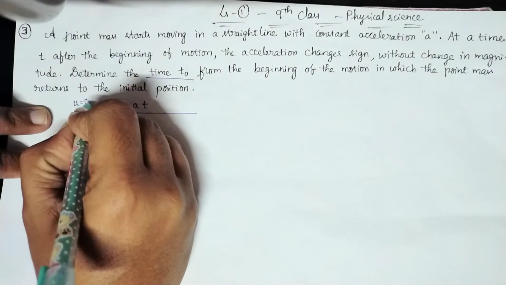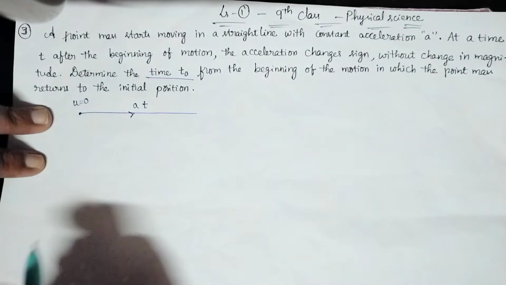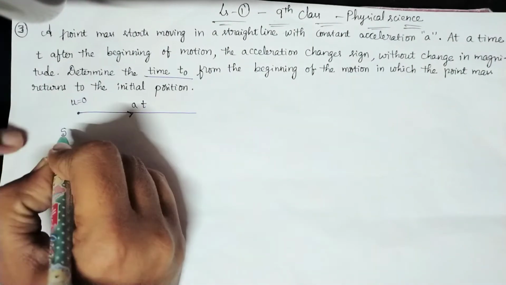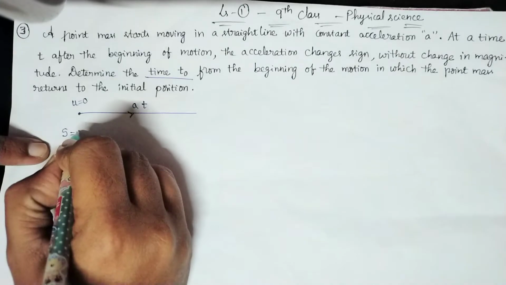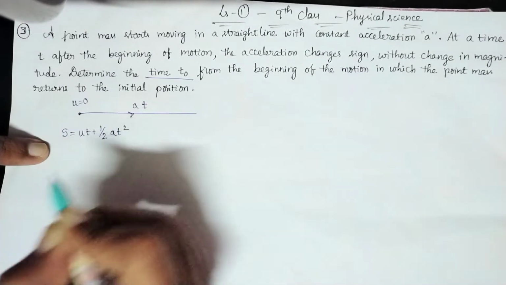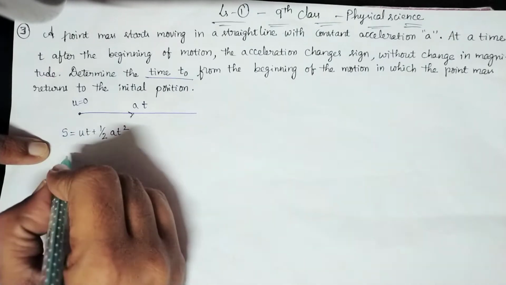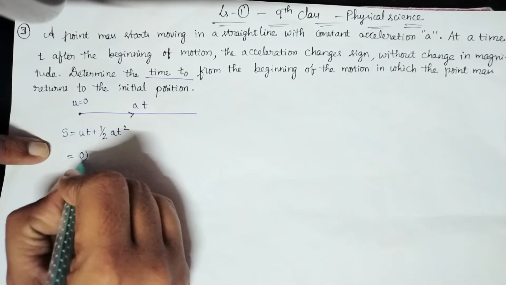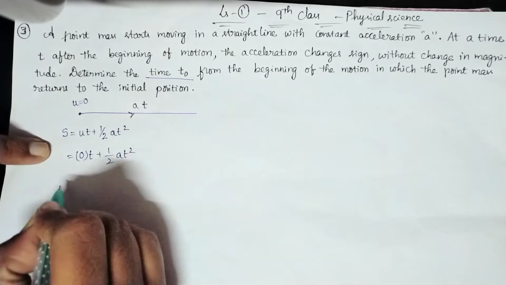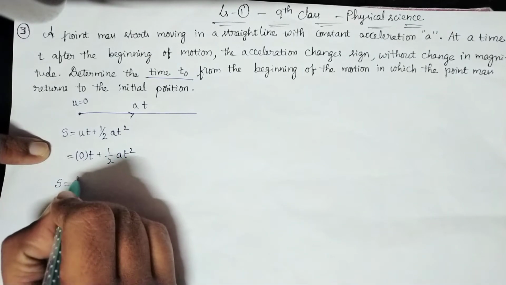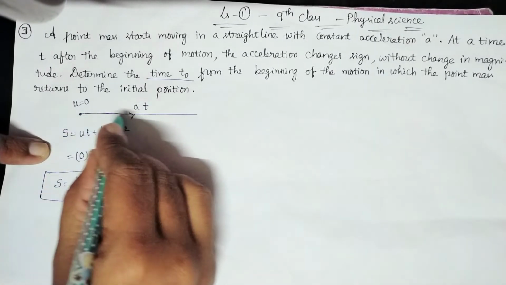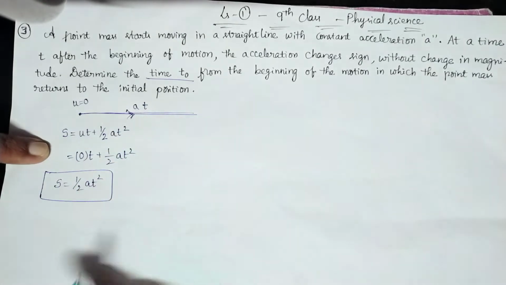The initial speed u is equal to 0, acceleration is a and time is t. First we need to find the distance. S is equal to ut plus half a t square. Substituting, u is 0, so 0 times t plus half a t square. So we get S is equal to half a t square. This is the distance traveled by the object.